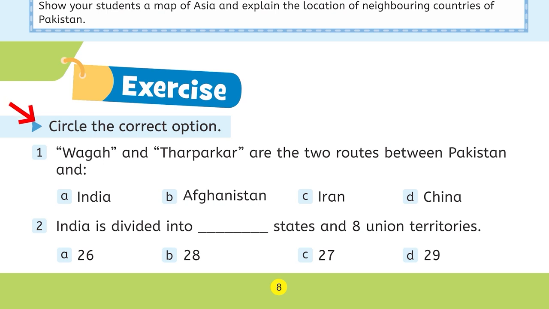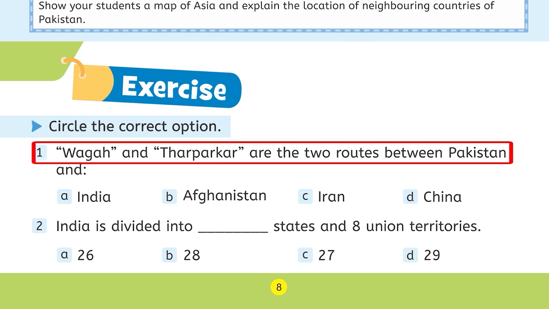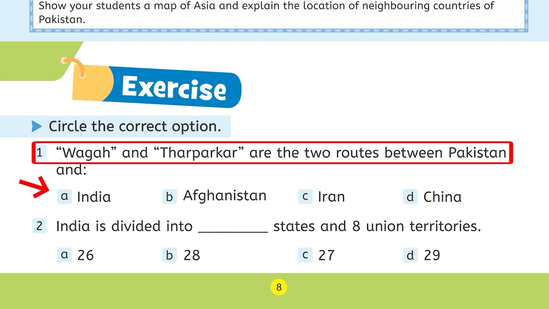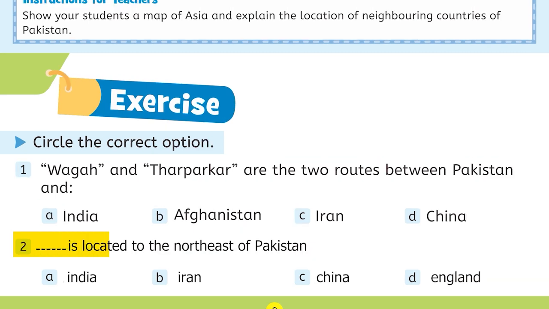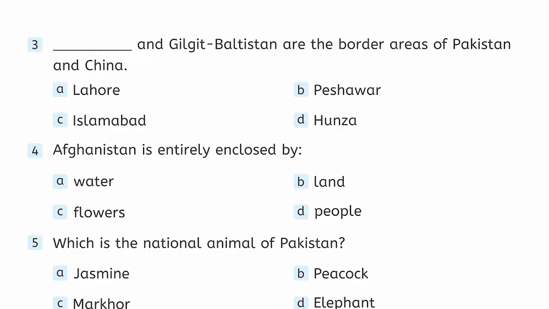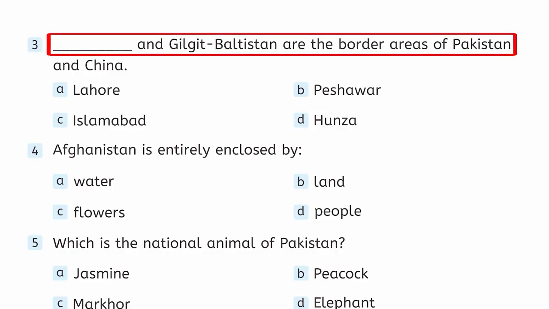First of all, circle the correct option. Wagah and Tharparkar are the two routes between Pakistan and India, Afghanistan, Iran, China. So the correct option is India, option A. Number 2, dash is located to the northeast of Pakistan. The correct option is China. Dash and Gilgit-Baltistan are the border areas of Pakistan and China. Lahore, Peshawar, Islamabad, Hunza. So option D, Hunza is the correct option.